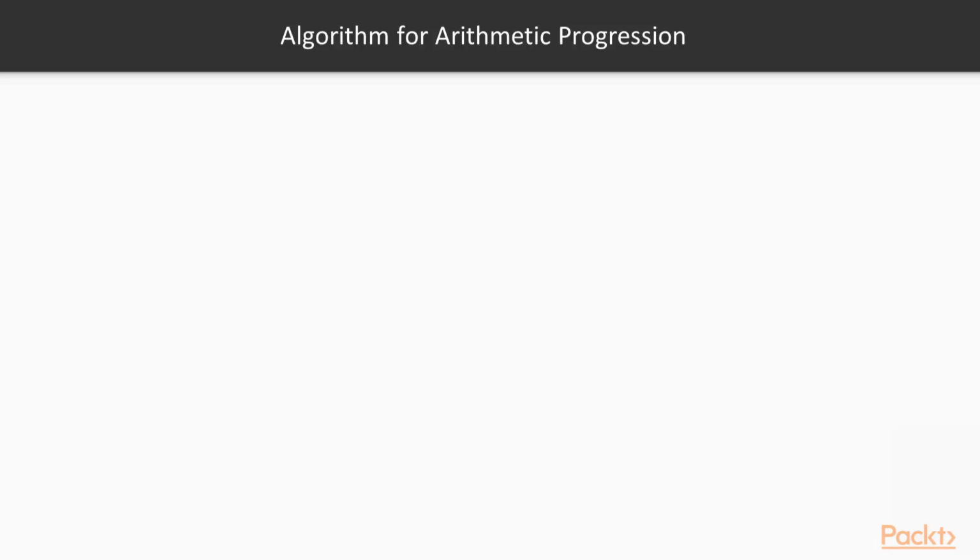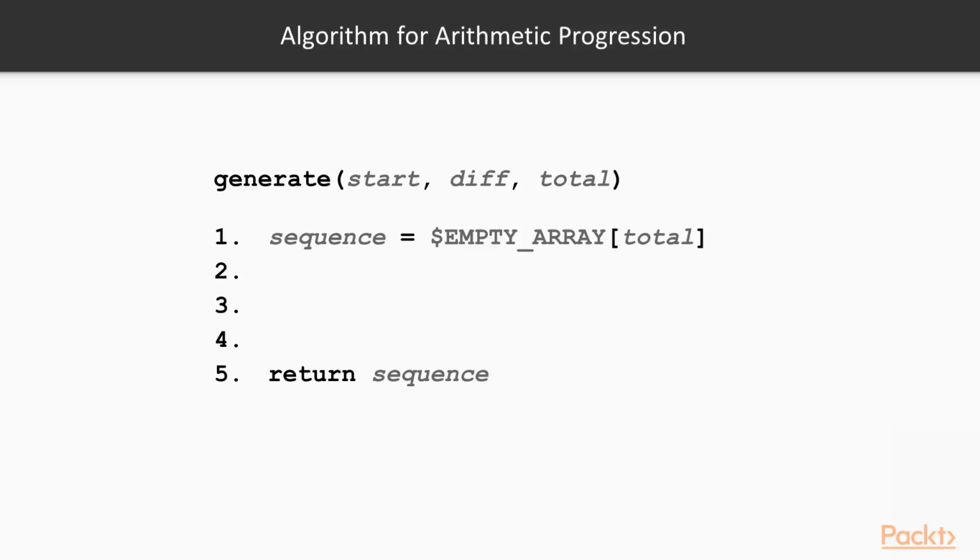Now that we have a background on the two types of sequences, how do we go about generating them in our code? Let's have a look first at our arithmetic progression. We define our function, which takes in a start number, a difference, and the total number of items to generate. We start by creating an empty array of size total. The same array will be returned at the end of our function.